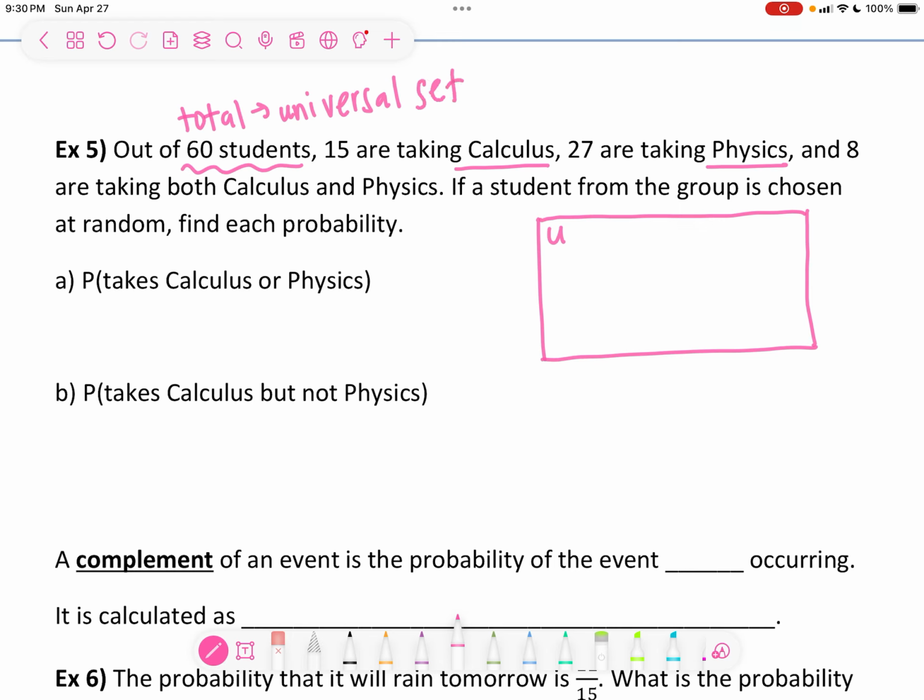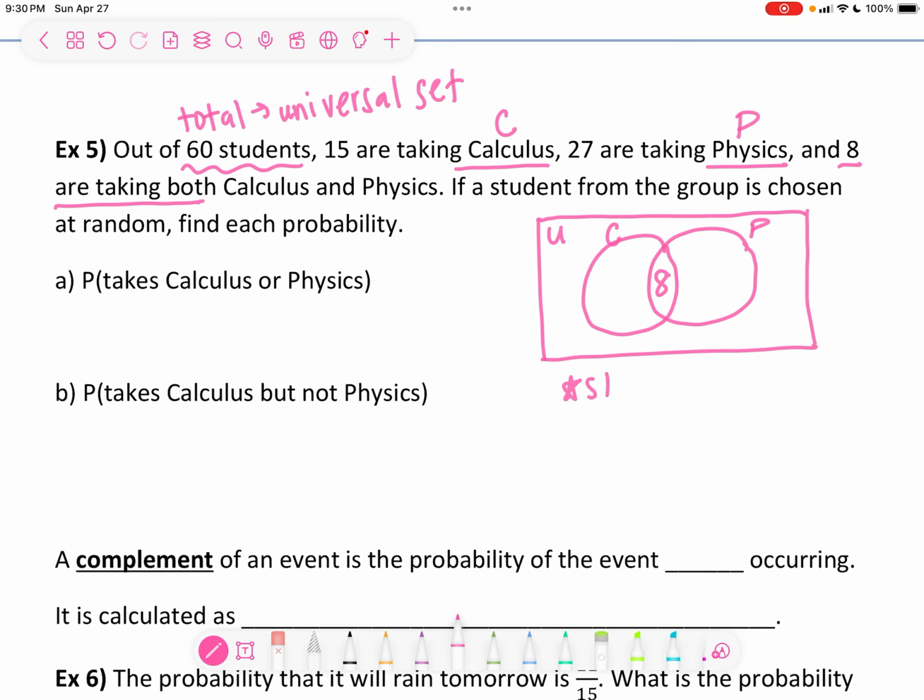So in the box, there has to be 60 total. In the circles, everywhere, when I add all the numbers up, it has to be 60. Okay? I have to start with what they have in common. So we're going to draw 2 circles. Make sure they overlap. I'll label one with a C for calculus and one with a P for physics. And it says 8 are taking both calculus and physics. So I'm going to put 8 in the middle.